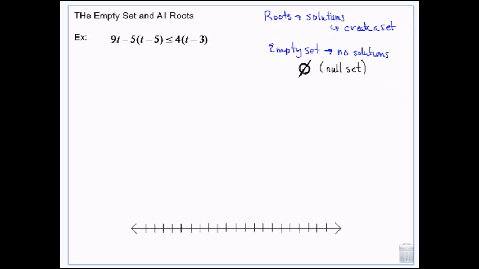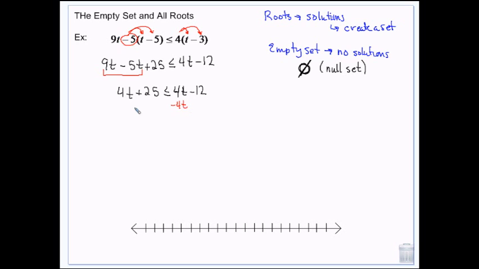Now, here's how this happens. I'm going to solve this. I'm going to take this -5, I'm going to multiply it in, I'm going to take this 4, I'm going to multiply that in, and I'm going to get 9t minus 5t plus 25 is less than or equal to 4t minus 12. And then I have like terms. I'm going to combine those. 4t plus 25 is less than or equal to 4t minus 12.